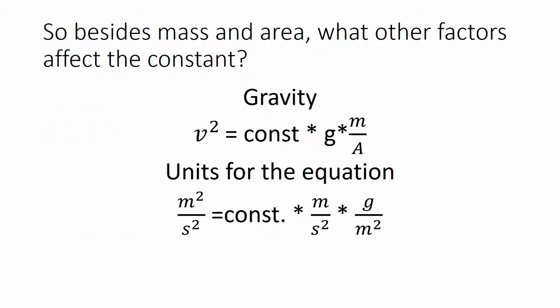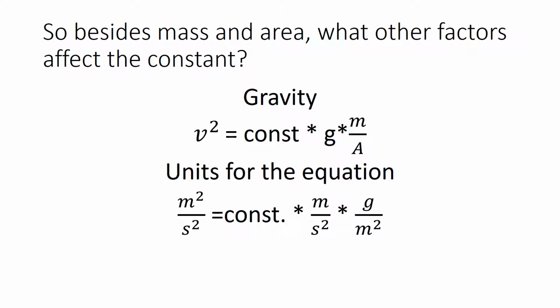Besides mass and area, what other factors affect the constant? Well, it is falling, so we would expect that gravity would affect terminal velocity. So we need to put that into our equation. Then we would have v squared equals the constant times gravity times mass divided by area.